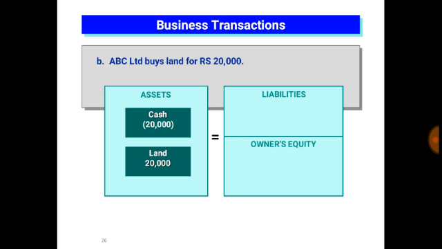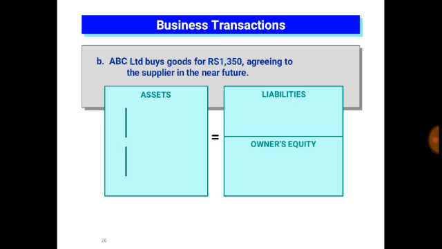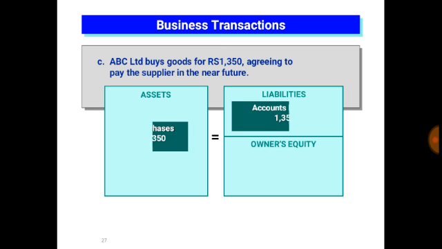We can take the next example. Suppose ABC Limited buys goods for ₹1,350, agreeing to pay the supplier in the near future. What comes in? It should be an asset. It means we are buying goods worth 1,350. It means assets, and for which we have to make the payment in future. It means we are creating a liability. Again, the accounting equation holds true, assets equal liabilities plus owner's equity.